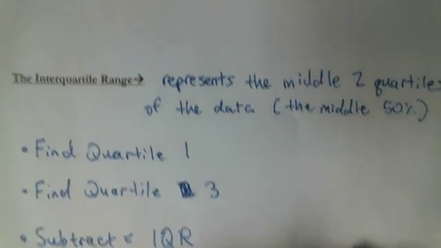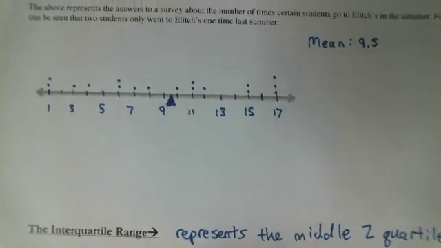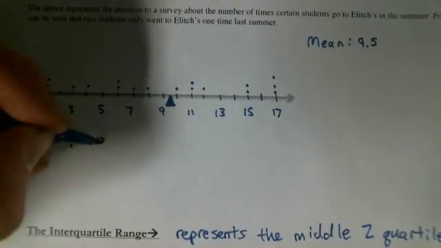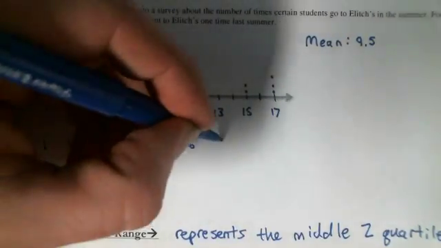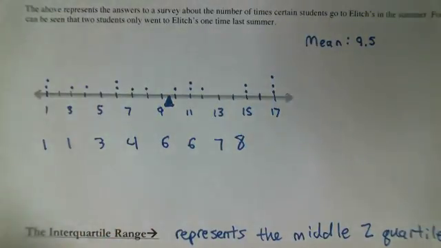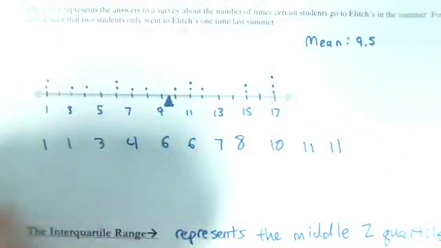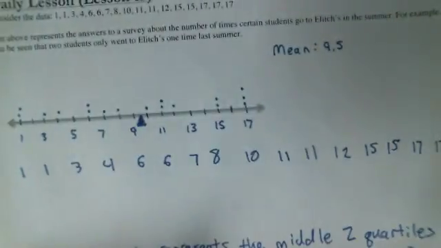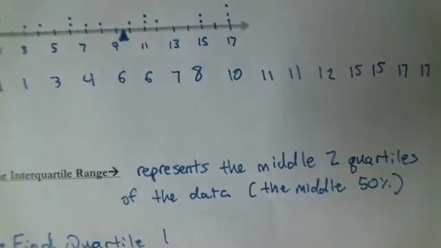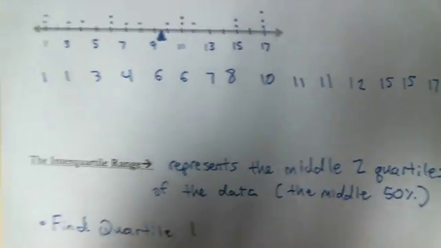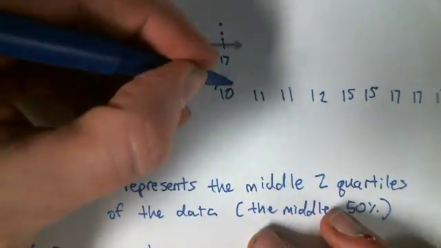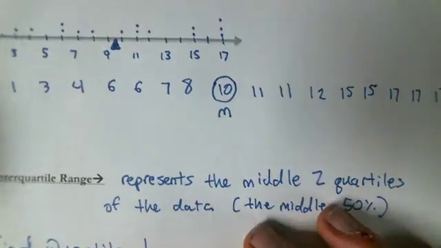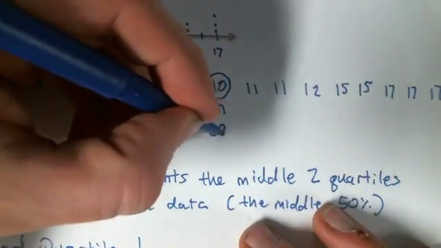So here's how we do this. I'm going to start by getting my data put in order as usual. So I have 1, 1, 3, 4, 6, 6, 7, 8. And then I have 10, 2 11s, a 12, 2 15s, and 3 17s. And if I work my way to the middle on this data, it's an odd number, which is nice. So I'm going to end up at 10. This is known as our median, but it's also known as quartile 2.